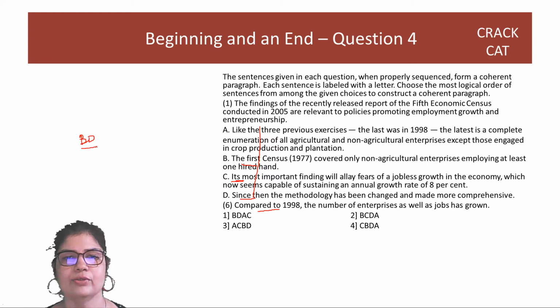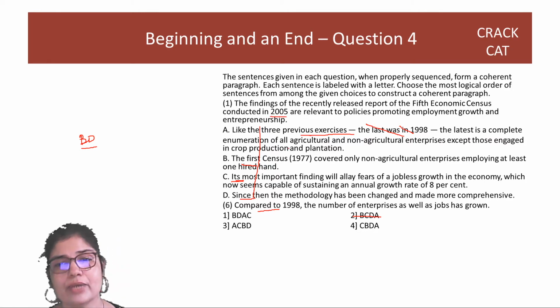B and D have to come together. Now, if B and D are a link, we can eliminate second option only. Right? Now, the findings are relevant like the previous 3 exercises. And see, forget this, they're saying previous 3 ke last. So what was like the previous 3 exercises, guys? It was this exercise of 2005. So A has to start. So you are looking at A starting, BD together, only one option, AC, BD.